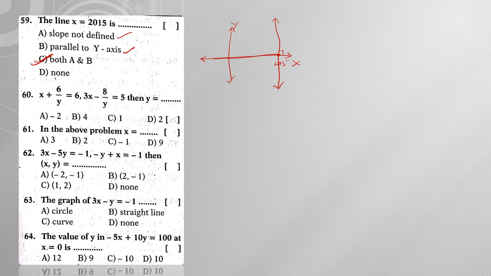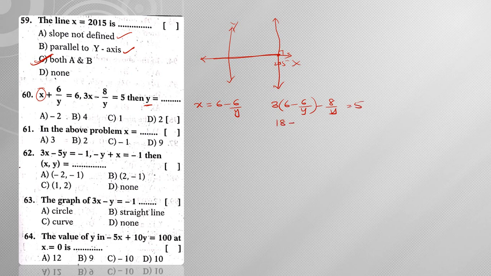Next, x plus 6 by y is equal to 6, and 3x minus 8 by y is equal to 5. Then what is the value of y? For this, we are going to eliminate the value of x. So based on this, we can write x is equal to 6 minus 6 by y. Wherever you get x, simply replace it with 6 minus 6 by y. That means we substitute this value in equation number 2, which gives me 3 times of 6 minus 6 by y, minus 8 by y is equal to 5.